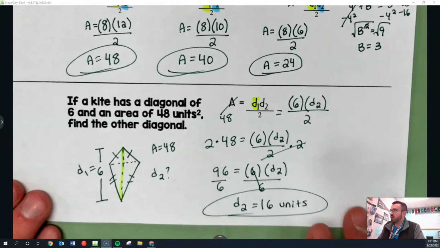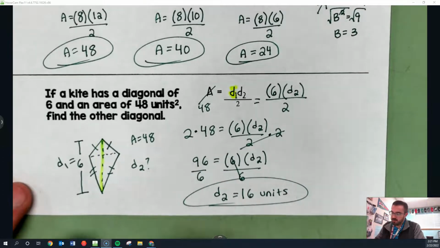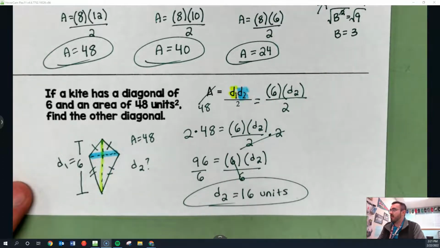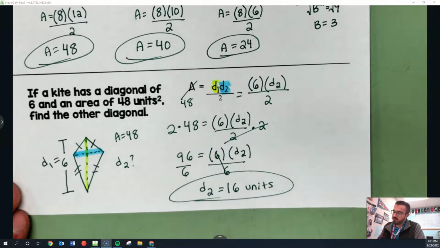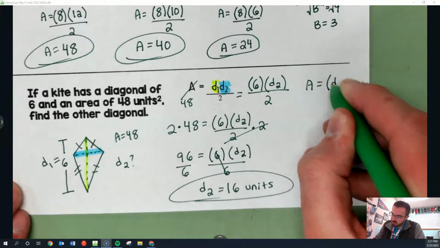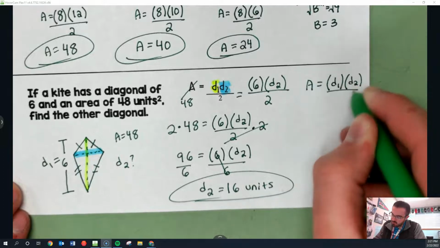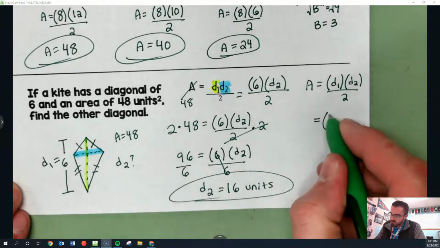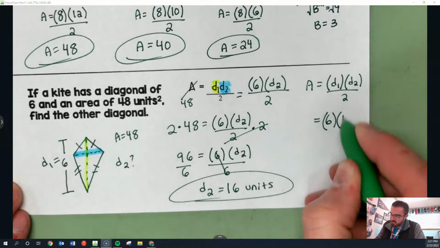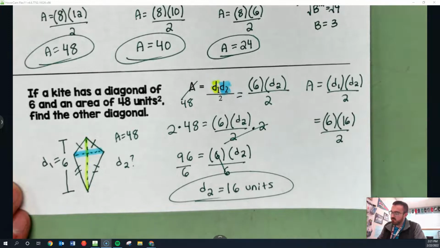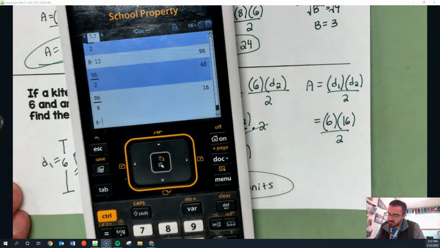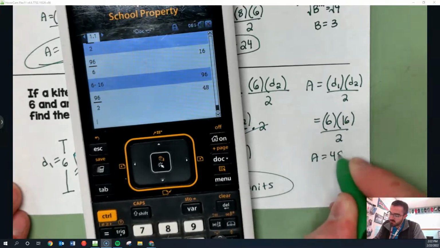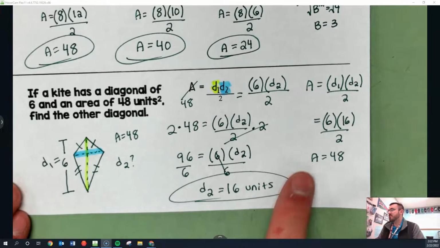Again, you can check your work real quick. By the way, this would have been what we're trying to find. Let me just show you how you would check your work. If this is our formula, D1 times D2 all over 2, let's see how we can check our work. D1, we knew from the get-go was 6. D2, we just figured out was 16. If we plug that in, 6 times 16 divided by 2, what do we get? We get 48. 48 was what it told us our area was, so we did it correctly.